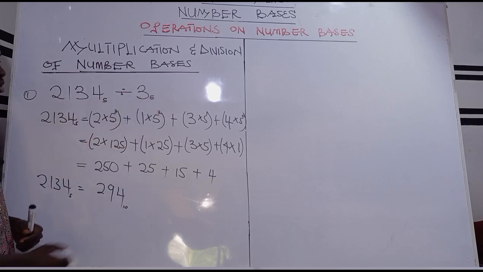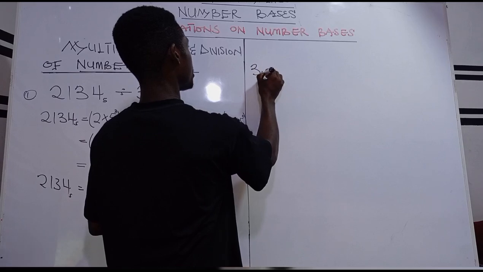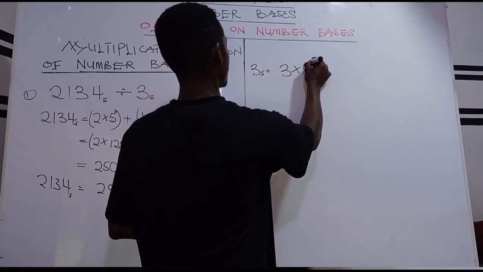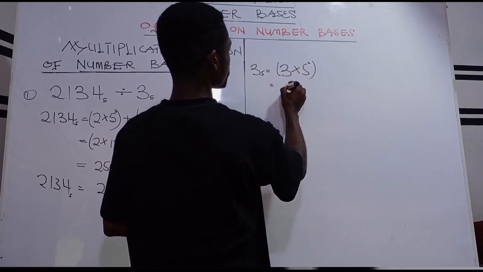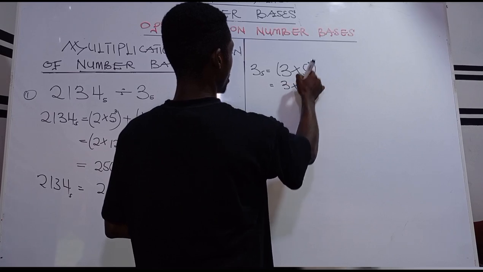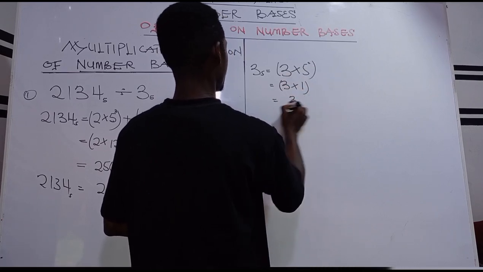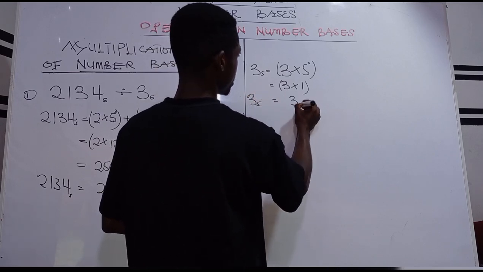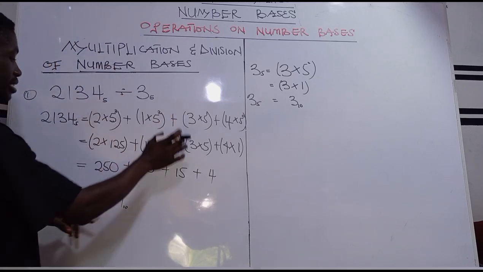Now let's convert this one also to a base 10 number. So we have 3 base 5. So we have 3 times 5 power 0. And this is giving us what? 3 times 5 power 0 is 1, so we have 3. So 3 base 5 is equal to 3 base 10. Good. Now we are done converting these numerals to base 10.